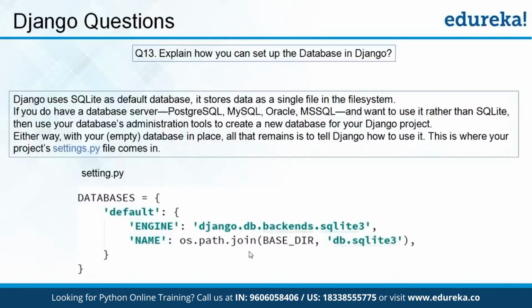So for the default database, you typically have SQLite. You give the name of the engine, django.db.backends.sqlite3, because SQLite 3 is your particular database, and you direct it to a particular base directory name. So BASE_DIR has to be mentioned over here as well, and db.sqlite3 is your actual database. It is going to be the name of your particular database.